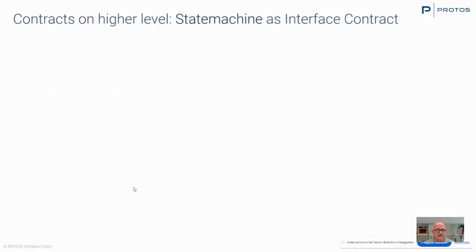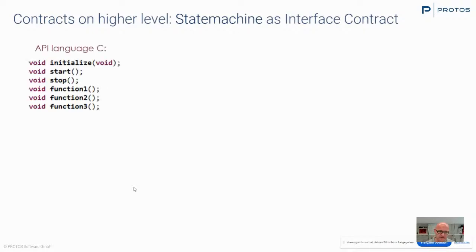So let's have a look at contracts on a higher level. We use state machines as interface contracts. I'm going to give you a little example, again, in the language C, because that's most common in embedded systems. So imagine you have an API in the language C. So it's initialize, start, stop, function 1, 2, 3. If I ask you now, in which order am I allowed to execute things? For example, what do I have to do before I'm allowed to call function 1? Most people say, okay, you need to initialize, you need to start, then you can call function 1.